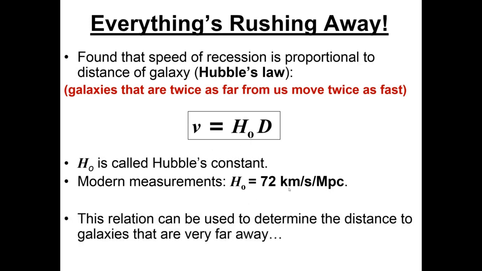So this relation can be used to determine the distance to galaxies that are very far away. And that's extremely useful because, like I said, in astronomy, it's very hard to figure out distance. But now it turns out if you can measure the Doppler effect for any distant galaxy and get its speed, now you can figure out its distance. Because there's a relation, for distant galaxies only, between speed and distance. The farther they are, the faster they are. So if you know how fast they're moving, you know how far they are.